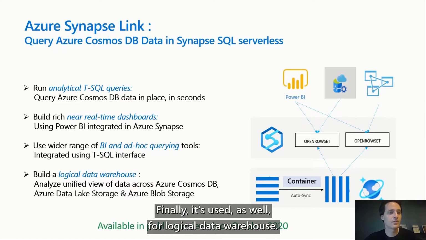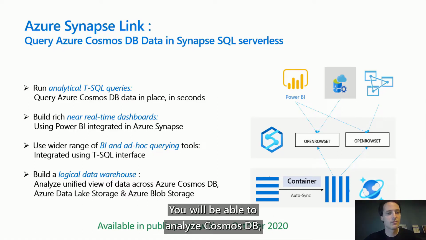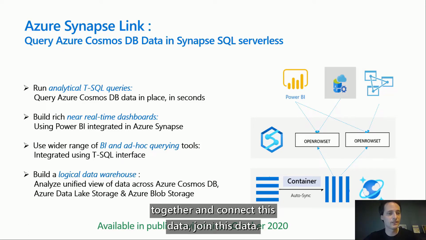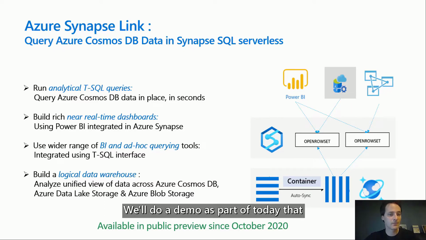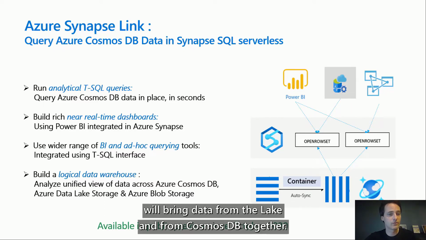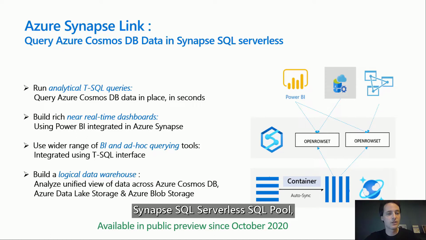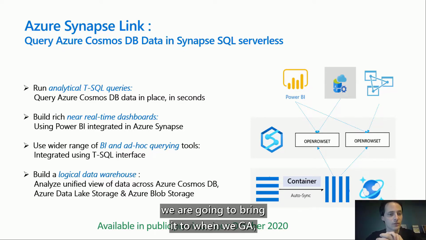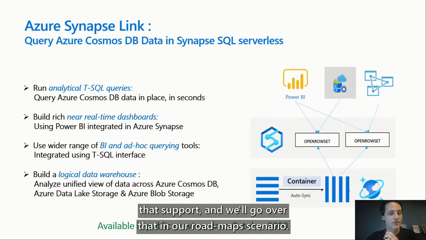And finally, it's used as well for logical data warehouse. So you will be able to analyze Cosmos DB, Data Lake Store, and Blob Storage together and connect and join this data. We'll do a demo as part of today that will bring data from the lake and from Cosmos DB together. Synapse SQL serverless SQL pool support for Cosmos DB is available in public preview since October 2020. There will be additional enhancements we are going to bring when we GA that support, and we'll go over that in our roadmap section.